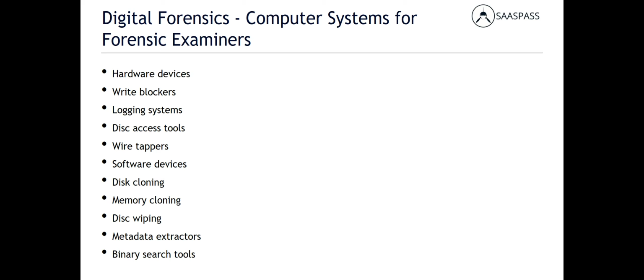Let's start with hardware devices. The hardware devices are the devices that have physical existence, and these devices could be used to support your forensics examination. Also, some of them are hardware tools that you can use to put in between your evidence and your network or your computer.